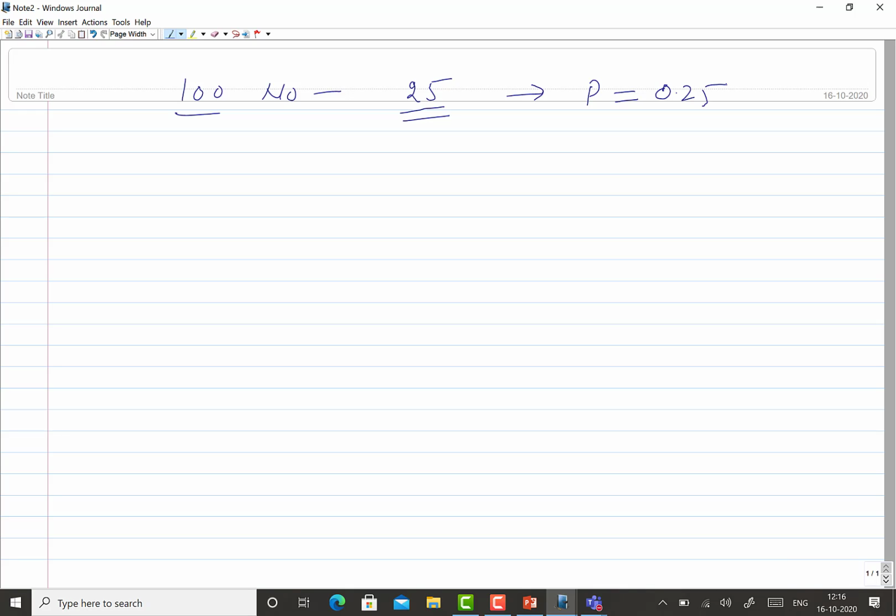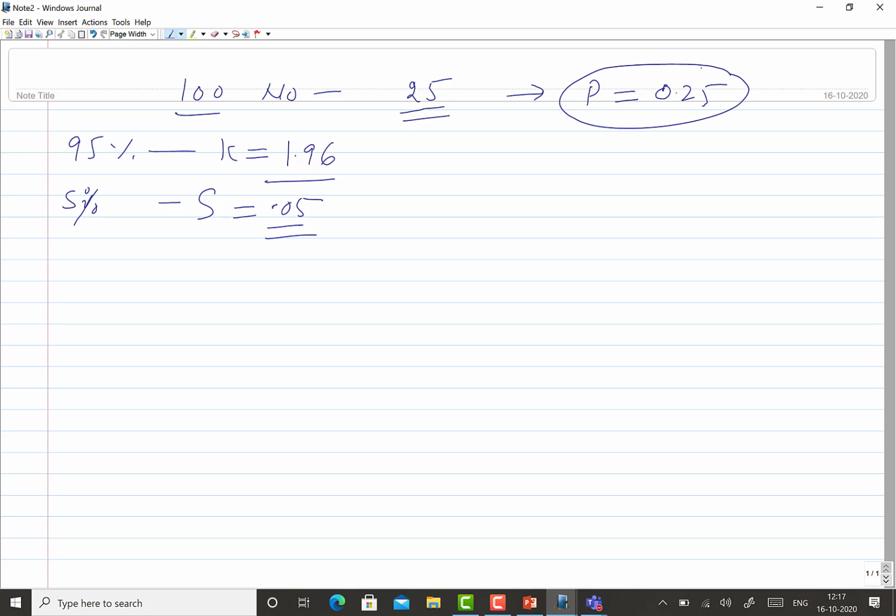0.25. If the confidence level desired is, let me say, 95%, then the value of k in this case becomes 1.96, and if the error allowed or desired is, say, 5%, so 5% is the allowed error or the accuracy desired, so the s value is 0.05, that is the allowed error. The p value obtained from the random observation is 0.25.